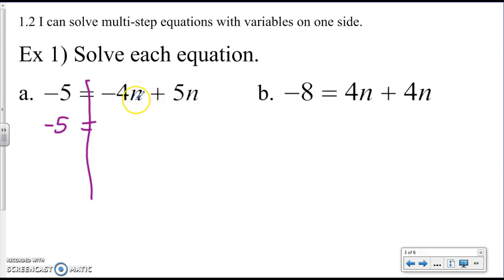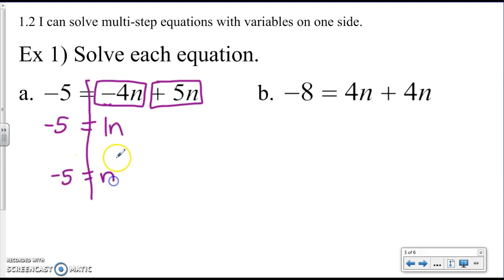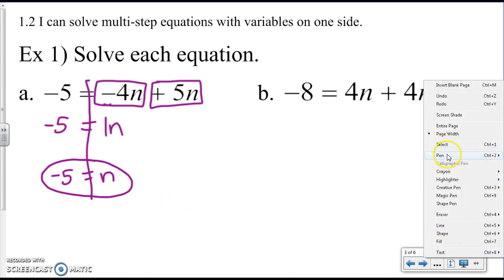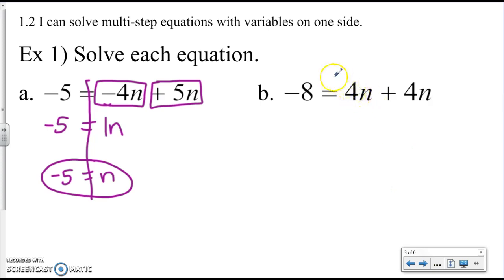On the right side, see if there are any like terms. Notice that I have -4n and +5n. I'm going to go ahead and combine those together. So -4 plus 5 gives me 1n, or just n. You can divide by 1 on both sides, but remember 1n and n are the same thing. So my final answer here is just -5 equals n. Let's go ahead and try the next one because it has an additional step there.